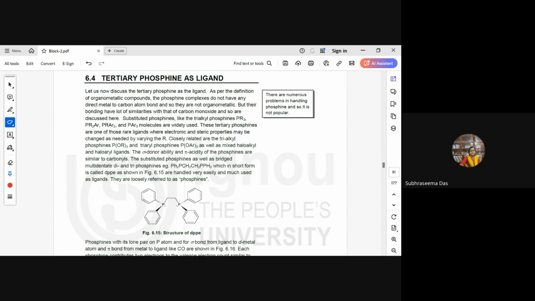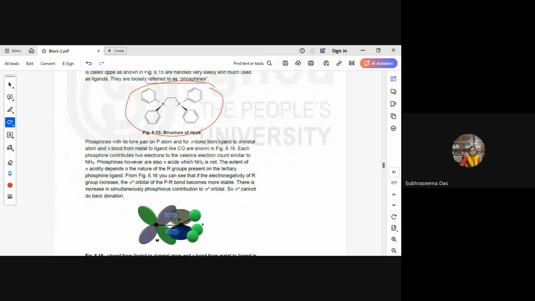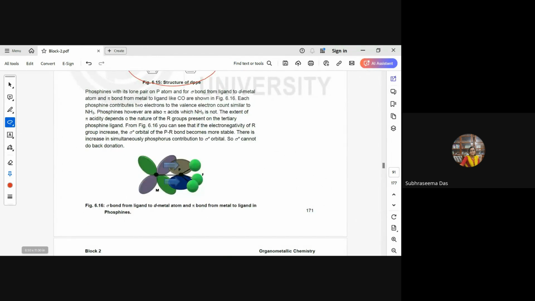These tertiary phosphines are one of those ligands where electronic and steric properties may be changed by varying the value of R. Figure 6.15 represents DPPE, and these are loosely referred to as phosphines. In figure 6.16, the sigma bond from ligand to d metal and pi bond from metal to ligand in phosphine is noted.